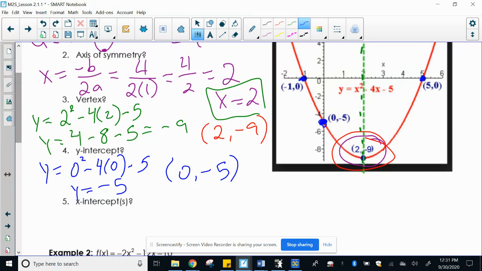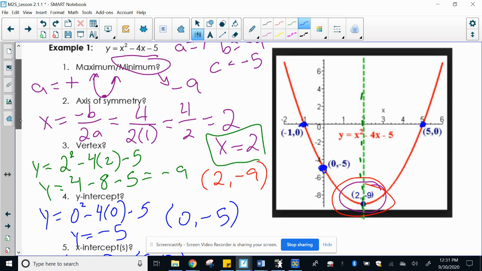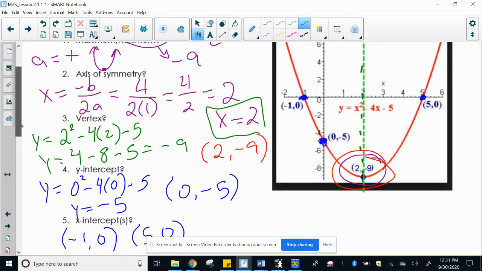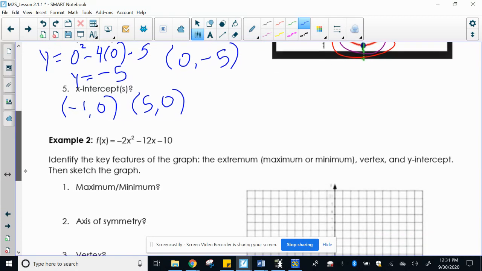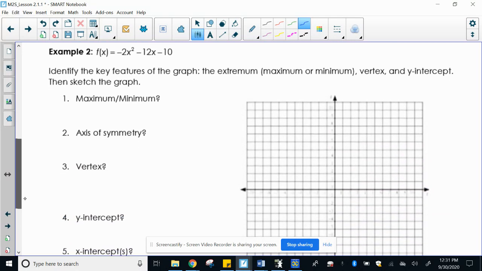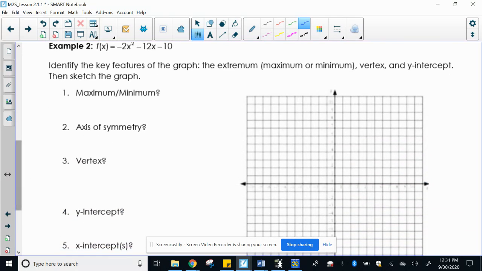X-intercepts, we see that on our graph as well. Okay, so our x-intercepts are at negative 1, comma 0 and 5, comma 0. Later on, we're going to go over how to find those separate from just looking at a graph. Okay, but again, what we're doing today, we're practicing getting all of these key features of our quadratic. Okay, let's put it all together now. Okay, so we're going to identify the key features and then sketch the graph.